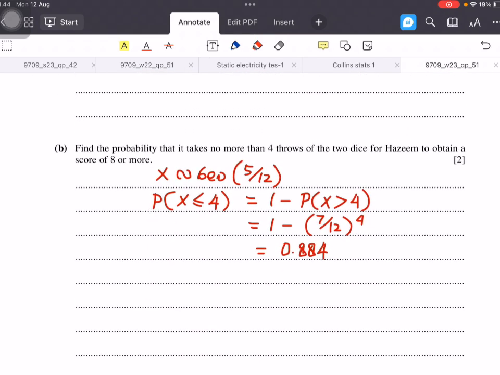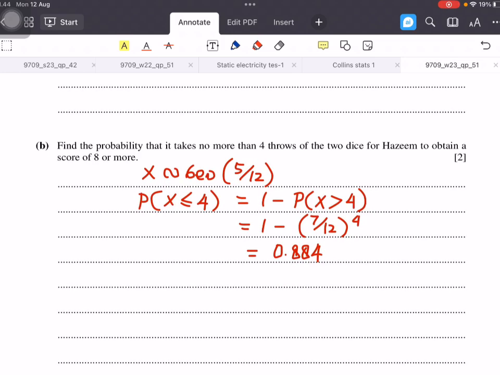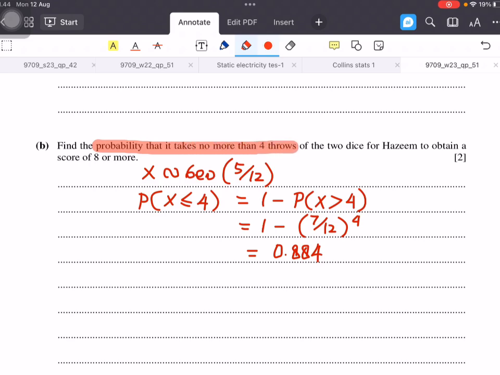Part B. Find the probability that it takes no more than 4 throws of the two dice for Hazim to obtain a score of 8 or more. So again, this is the case of geometric distribution with probability of success is 5/12. But this time, the question asks the probability of x less than or equal to 4. We use complement to calculate this probability. So it's the same as 1 minus probability x greater than 4.